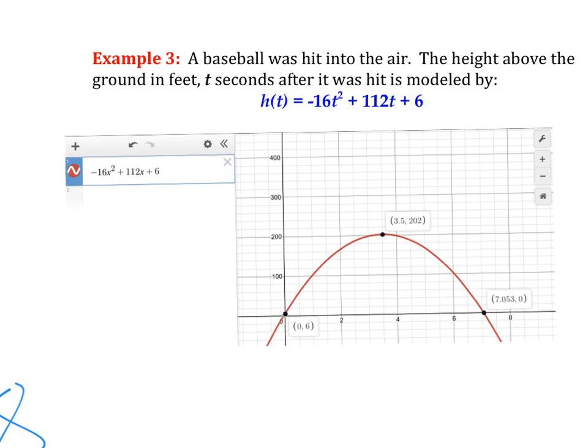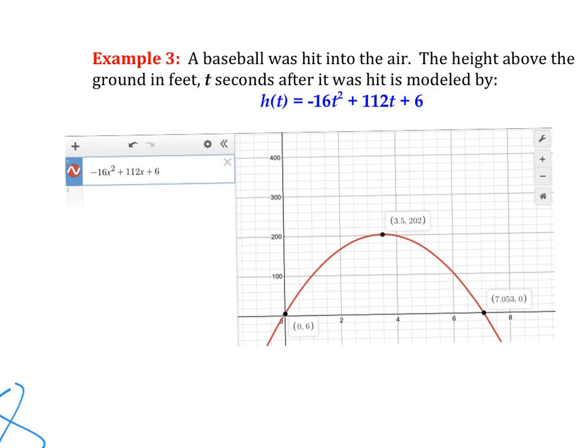So there's only a handful of things that we really care about with these, right? Where did it start? It started at 6 feet off the ground, and you'll know because that's the y-intercept. It's always your starting height. How high did it go? Well, that's the maximum. It went 202 feet, and it took 3.5 seconds to get there. And then when did it hit the ground? Those are the only aspects that we can possibly care about. I don't care about anything back here because in the context of the problem, it doesn't make sense that a baseball would A, travel back in time, or B, go underground.